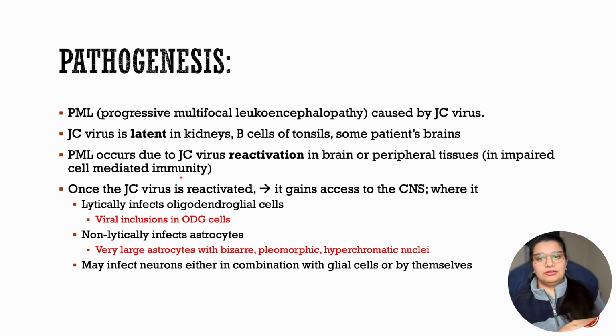This is basically for very beginners in pathology who maybe are not familiar with the terms. And bizarre means not normal, just abnormal looking shape. It can also infect the neurons, either in combination with the glial cells or by themselves. So this is how the infection occurs. Either oligodendroglial cells are affected, or astrocytes are affected, or glial cells are helping in the whole process, or maybe it can occur by themselves. So this is how the disease occurs.